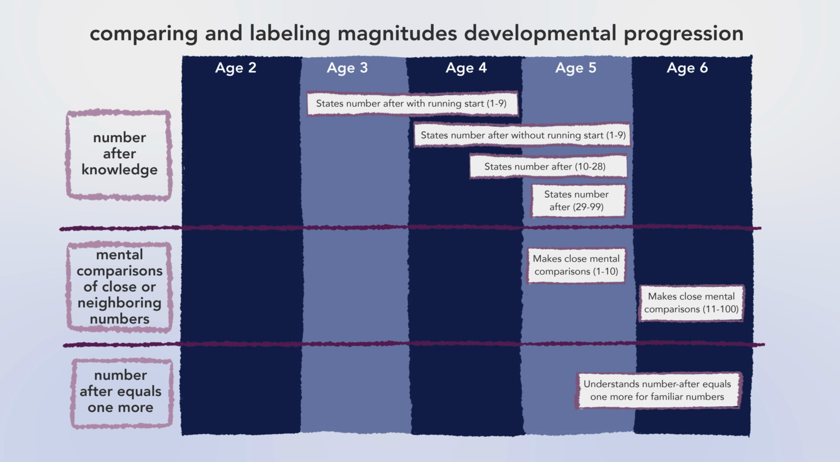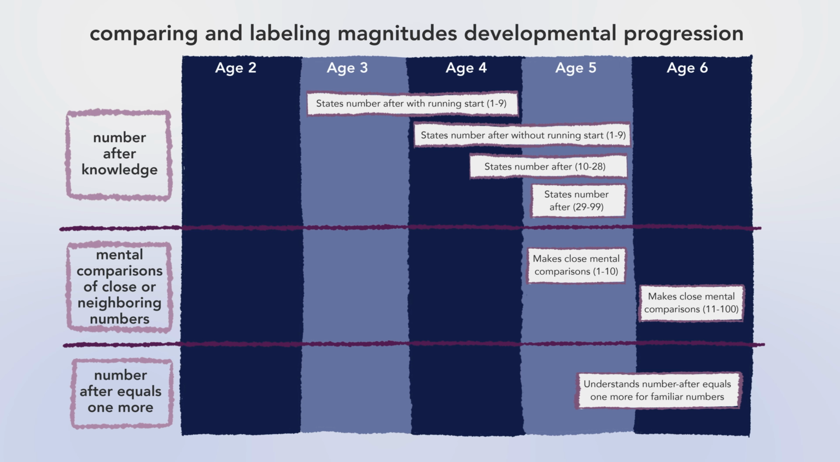There are several stages that can be observed in the number after knowledge section, which indicates that children are first able to use a running start to answer the what comes after question sometime between ages 3 and 4. That is, to answer what comes after 4, they may need to say 1, 2, 3, 4, 5. They next develop the ability to start a count sequence from any point in the 1 through 9 series. That is, they can count forward from 3 as 3, 4, 5, without starting from 1.